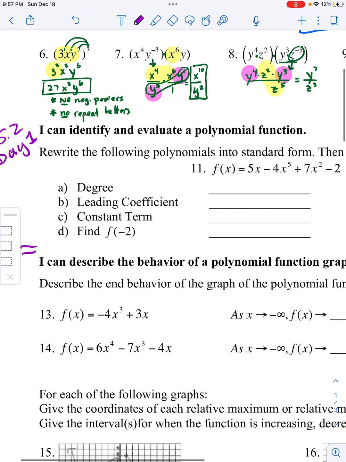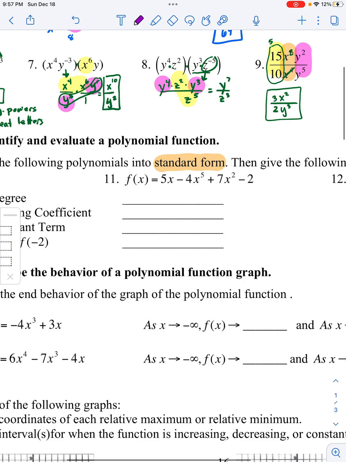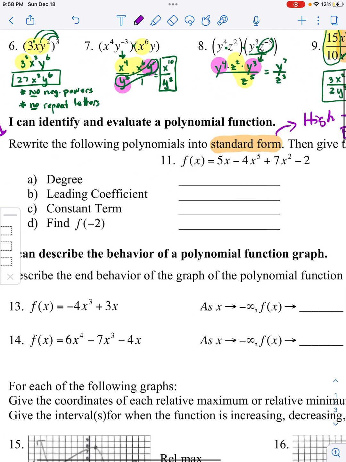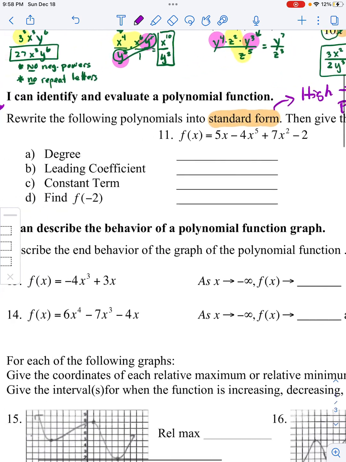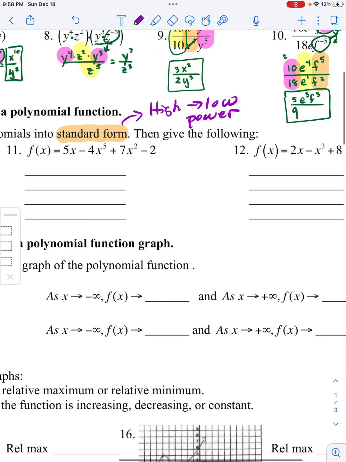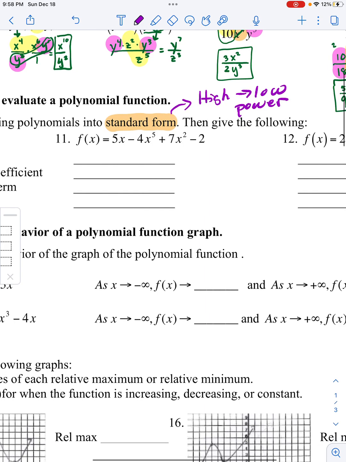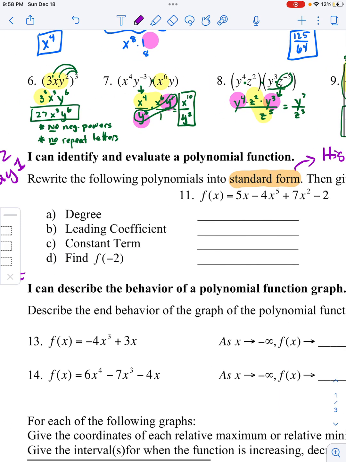It says to rewrite it in standard form. Standard form, if you remind yourself, is going to be from high down to low by powers. So it's the highest power goes first. Think of it as the most powerful goes first. And then it goes on down from there. So it says to write it in standard form, and then it doesn't give you a spot to do that. I'm kind of annoyed by that. So I'll do it over here.